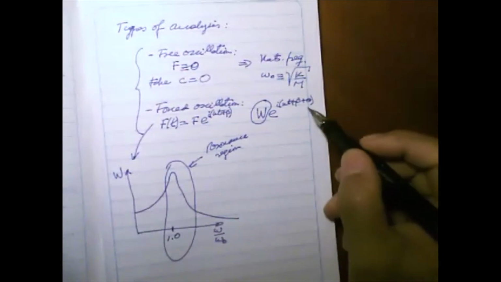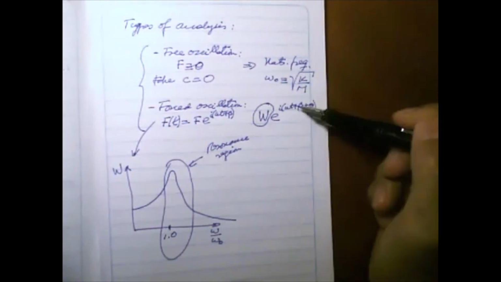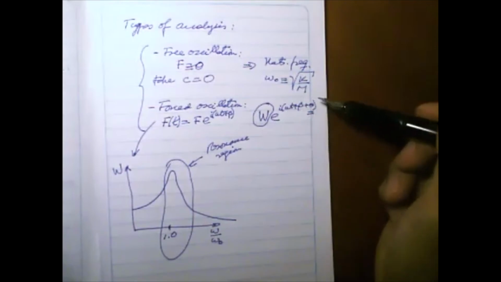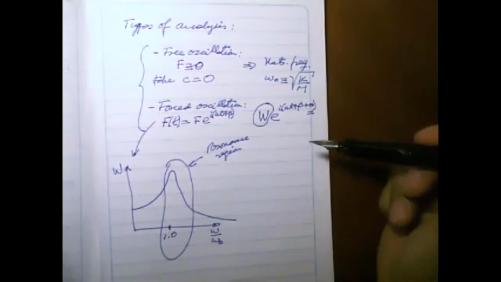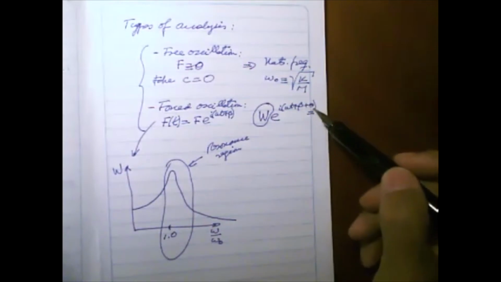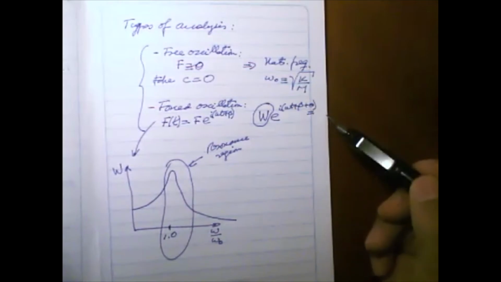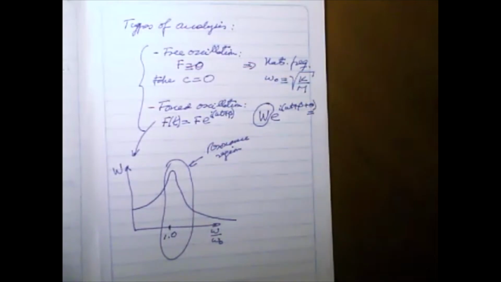Okay? Also, we see that there is a phase shift, theta. And in general, we say that the response is behind the excitation. That means that in general, theta is going to be negative. So the excitation does something and the system responds a little bit late. So the response is behind the excitation.